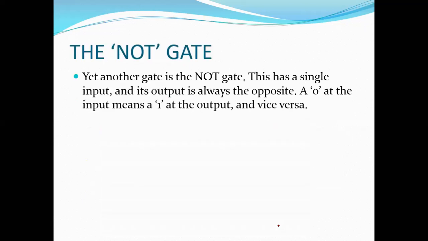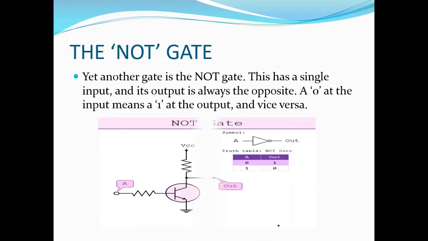NOT gate means if there is input current, there is not going to be output current. Okay, NOT gate, it looks like a triangle. As you see, there is a small hole at the end of it. So NOT gate has only two terminals, one input, one output. If there is input current, there is not going to be output current.